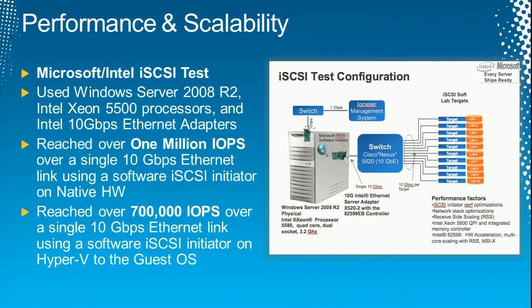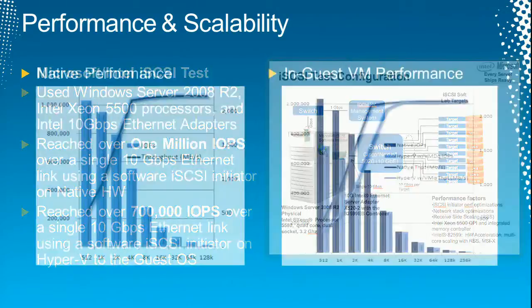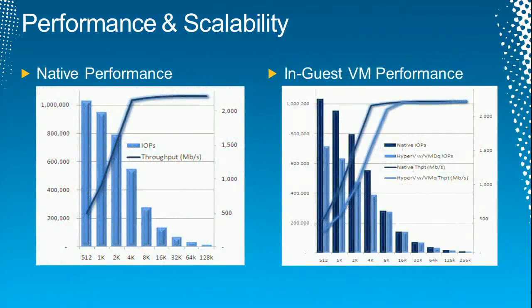And we pushed 700,000 through a Hyper-V guest. 700,000 is a huge number, and very few people will ever need that level of IOPS. But it's good from a performance perspective. And again, the performance, if you look at that right-hand graph, when it gets to the more common 4K and 8K blocks along the bottom, the performance of both Hyper-V and that other line, which is native, they're equal. So we're on par.